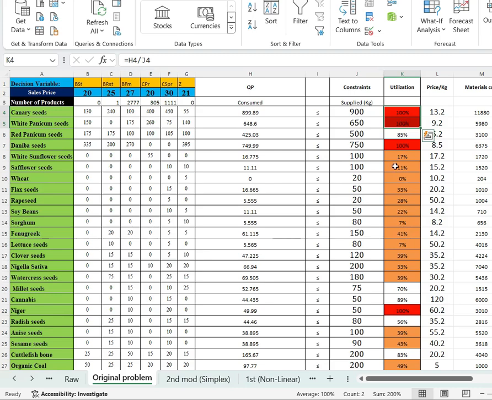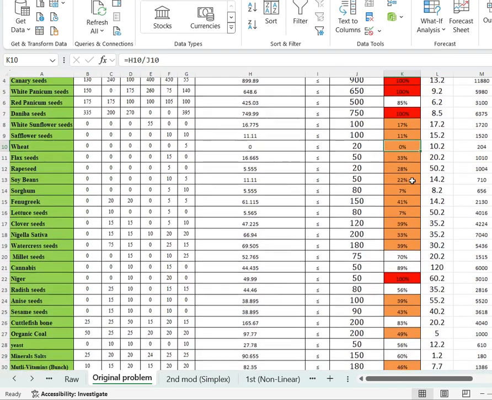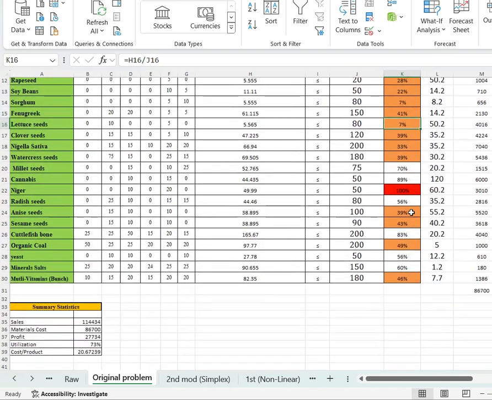I also have 0% utilization of some raw materials. For example, the wheat here is 0. Why? Because it's only used for the last product. I have 0 of that. So I bought this raw material, it cost me 204 Egyptian pounds, and I didn't use it at all. Others have 7% and so on.